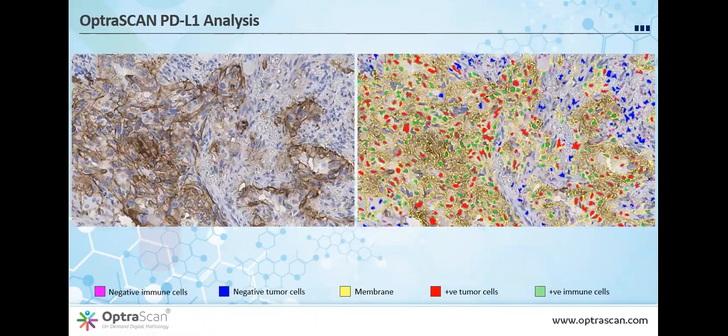So here's a quick representation of what the algorithm is expected to do. On the left, we have an input image, which has been analyzed to show PD-L1 expression. The image on the right is the output, which is a colored representation of the membrane in yellow, the positive tumor cells in red, the negative tumor cells in blue, the positive immune cells in green, and the negative immune cells or the lymphocytes in pink. As I mentioned earlier, the algorithm works on a whole slide, and that will be demonstrated further in the upcoming slides.